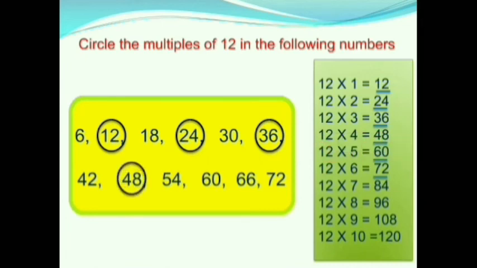Next number is 54. 54 is not there in 12 tables. So we will not circle it. Next number is 60. 60 is there in 12 tables. Yes, it is there in 12 tables. 12 fives are 60. So we will circle it. Next number is 66. 66 is not there in 12 tables. So we will not circle it. Next number is 72. 72 is there in 12 tables. Yes, it is there in 12 tables. So we will circle it. The circled numbers are the multiples of 12.